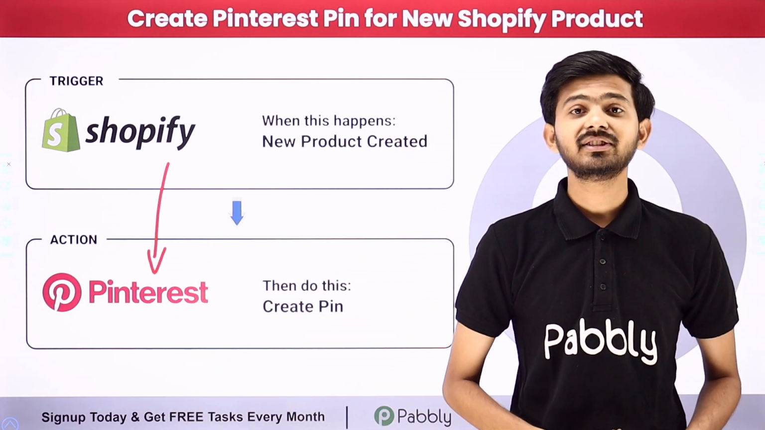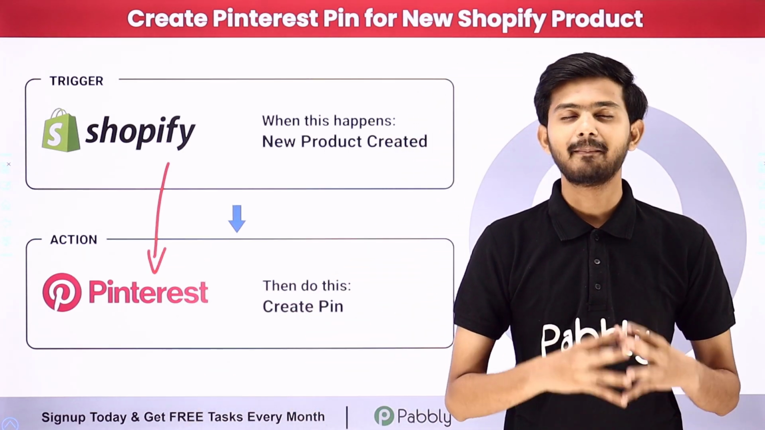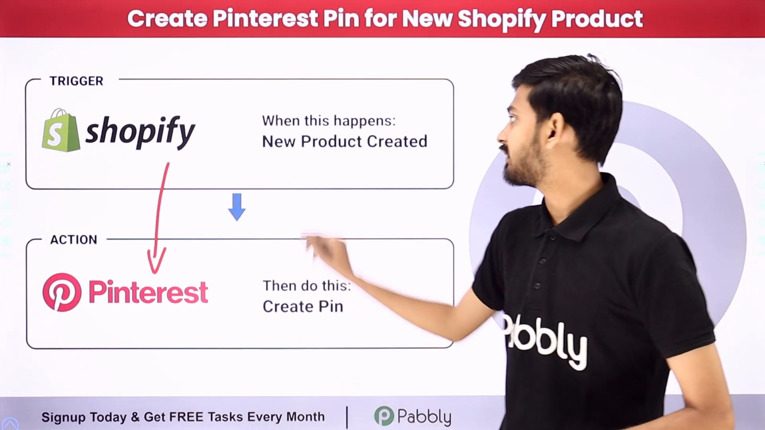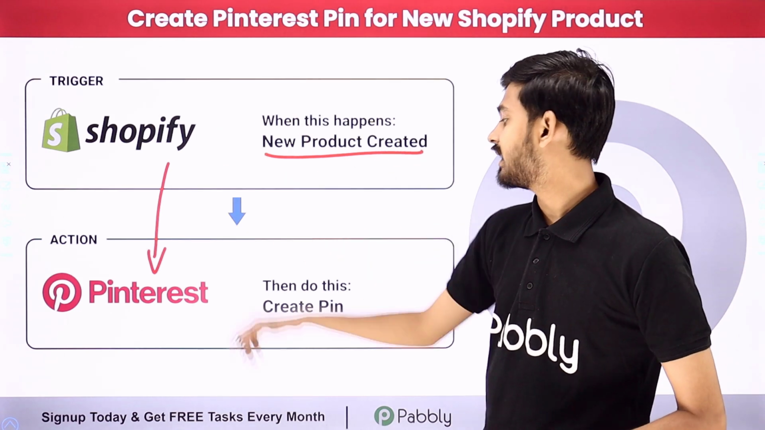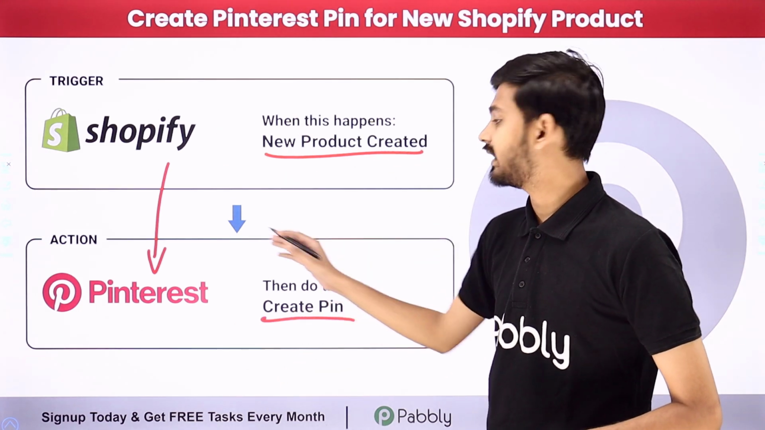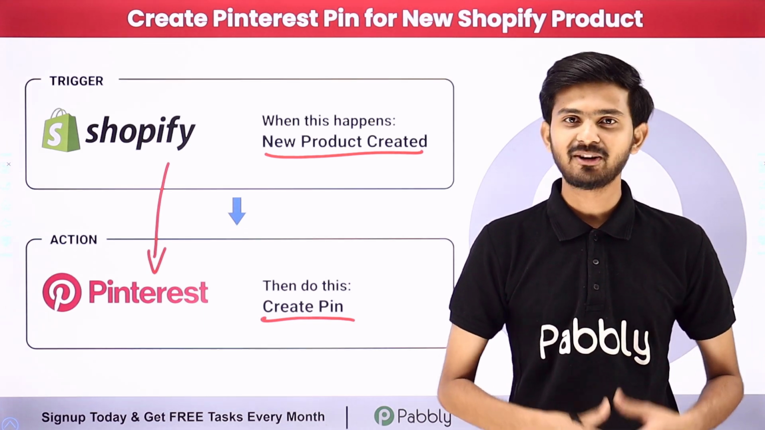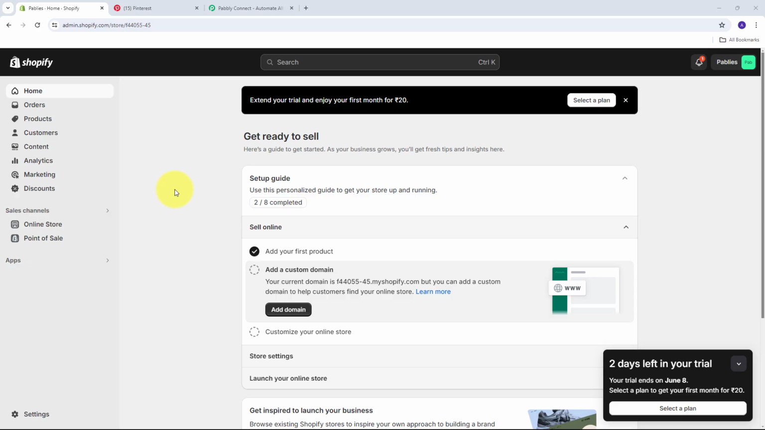So for building this connection, I'm going to use Pabbly Connect, which is an amazing software for automation and integration. So with Pabbly Connect, whenever I'm going to create a new product in Shopify, then automatically I'm going to create a pin in Pinterest. So how I'm going to build this connection? For that, let me take you to my computer screen. I hope all of you can see my computer screen.